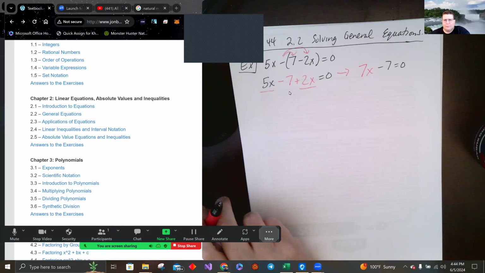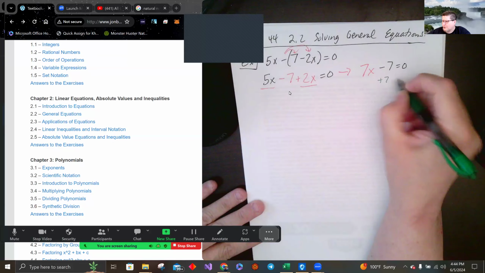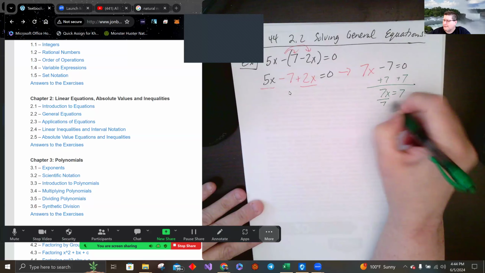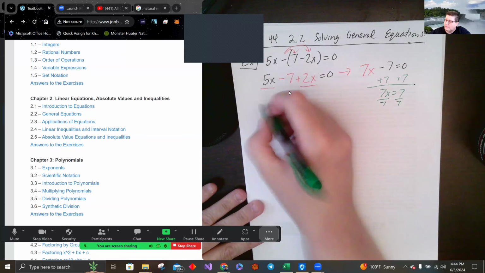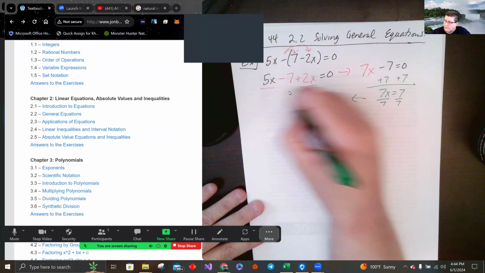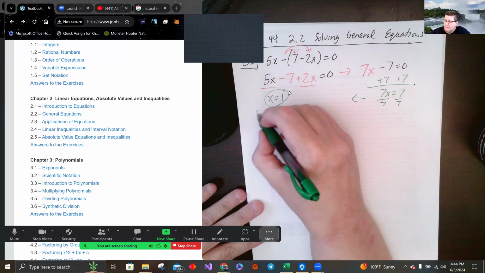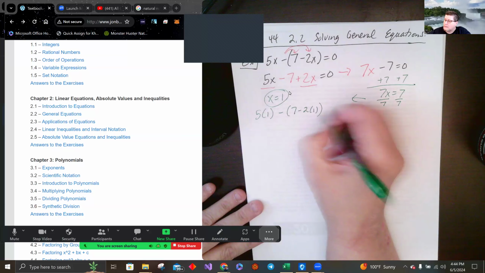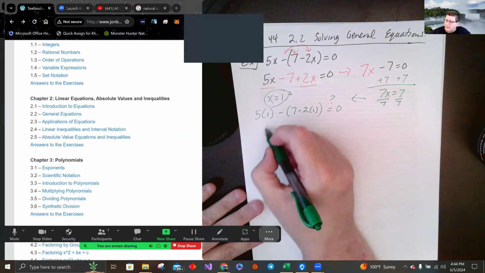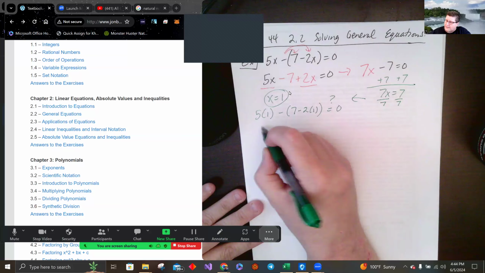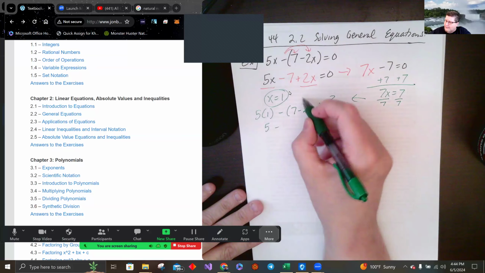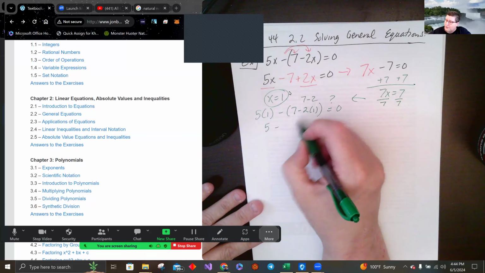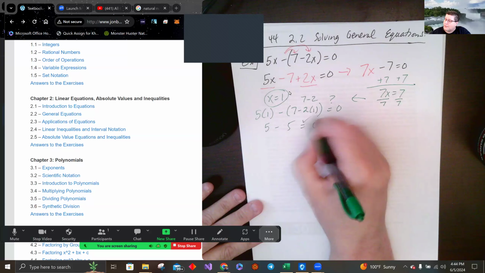And now we start solving normally. Add 7 to both sides. Divide by 7. And we get x equals 1. I will check it in my original equation. So that's 5. And in here I have 7 minus 2, which is 5. So it does equal.